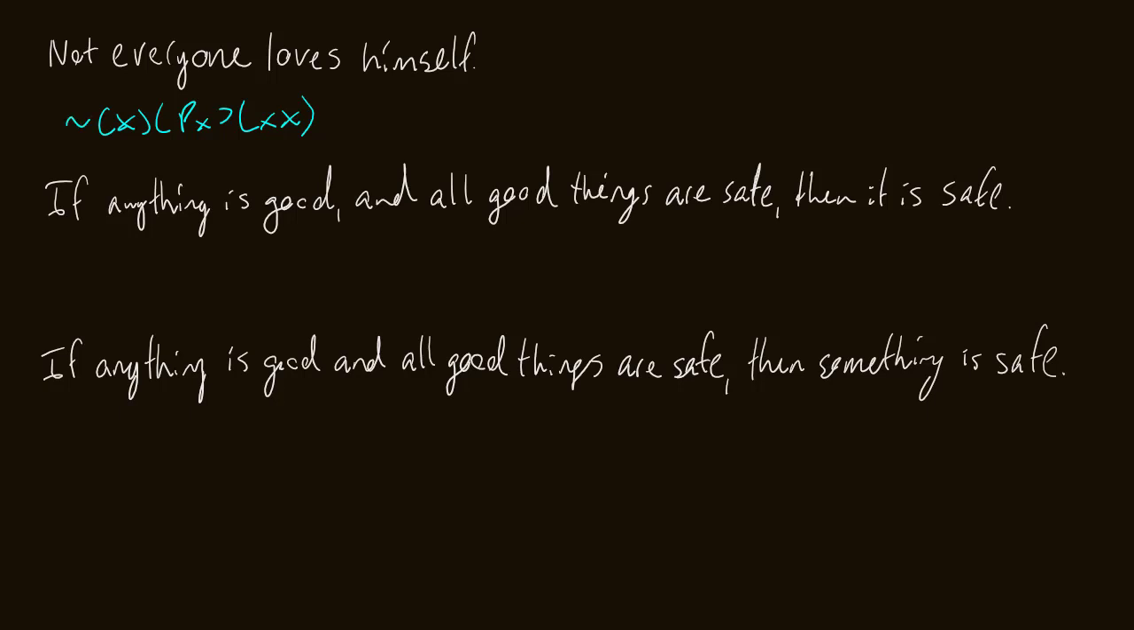Another way to think of this is you might say, well, if not everyone loves himself, then that means that there exists a person who is a person and doesn't love themselves. So the way to write that symbolically would be there exists an X such that X is a person and X does not love themselves. So there's 2 ways you could say that. Those are right there. Not one of them is more correct than the other. You could do either way. They're both equally correct.